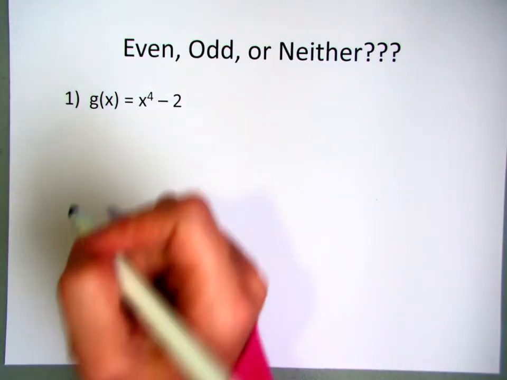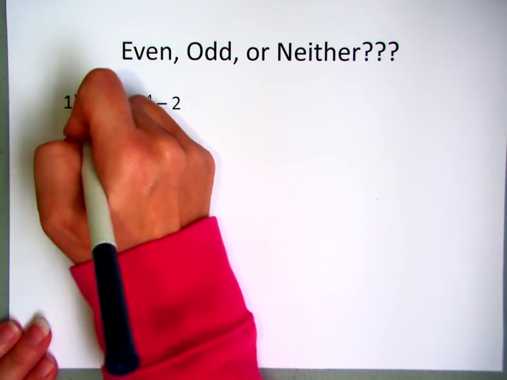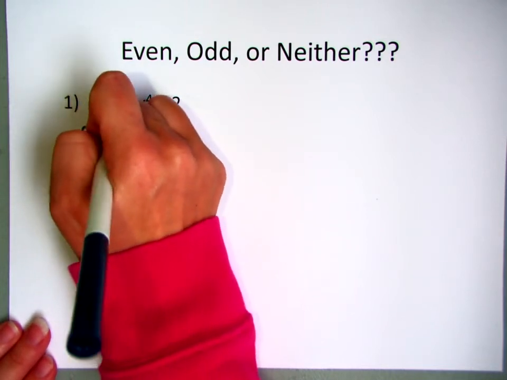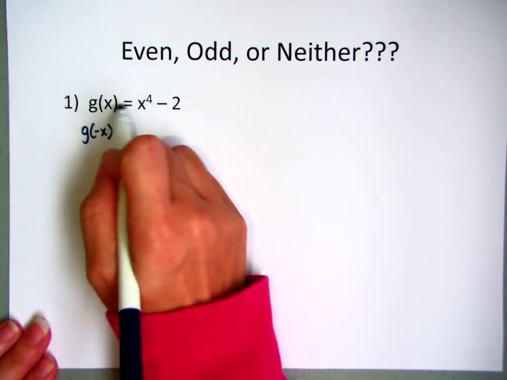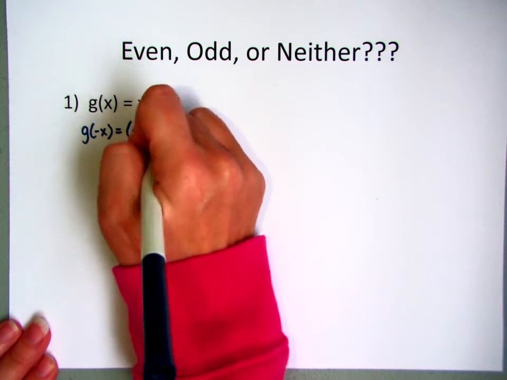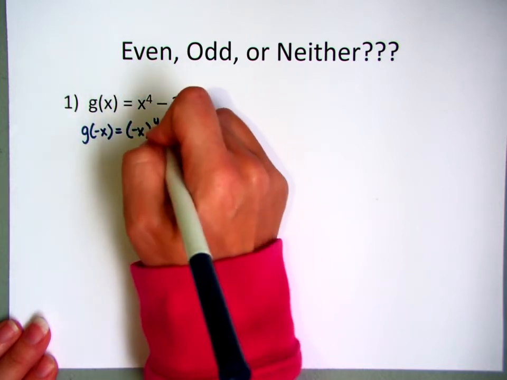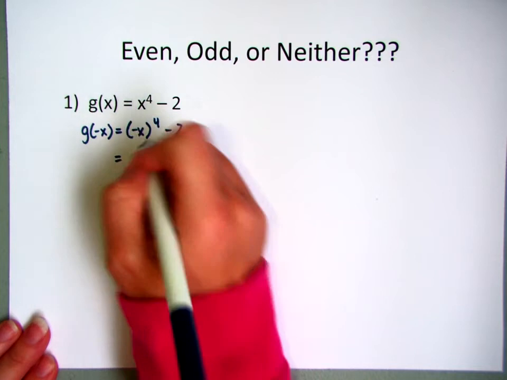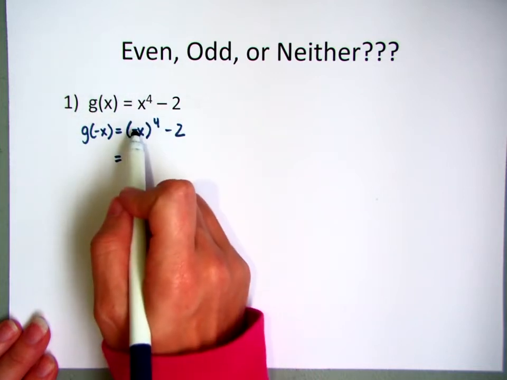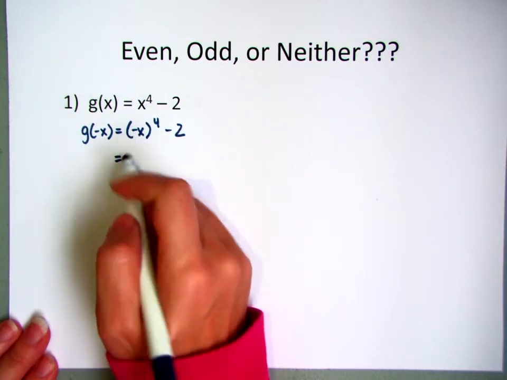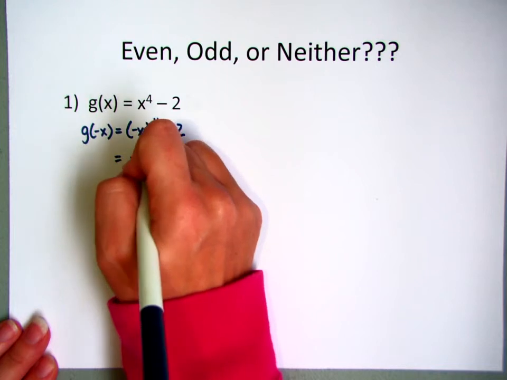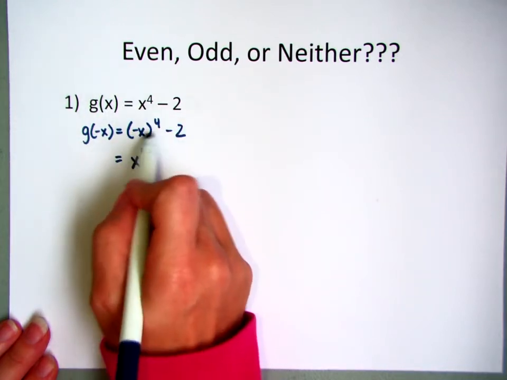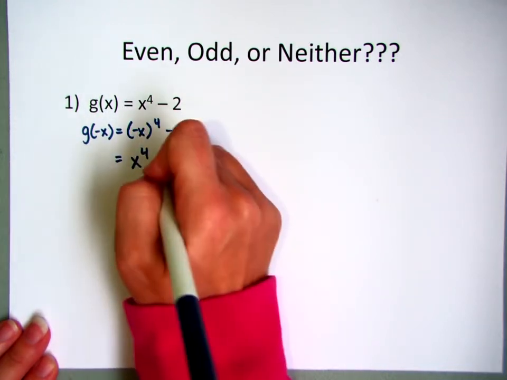Even, odd, or neither. So two ways you can look at this. First, we could just go ahead and put a negative x in. And any place that you see an x, we could put a negative in place of it. So we have negative x to the fourth minus 2. Well, if you think of it, a negative times a negative times a negative times a negative is going to be positive. And so that would be positive x to the fourth if I actually simplified this out, minus 2.